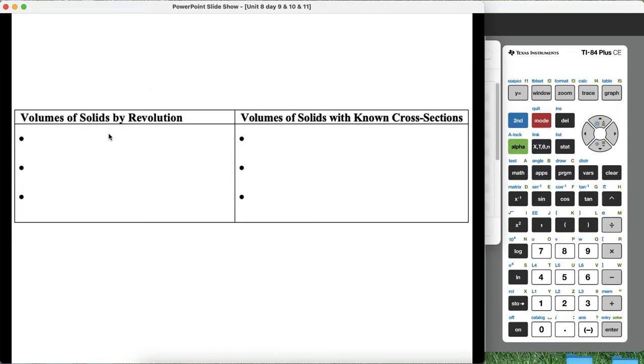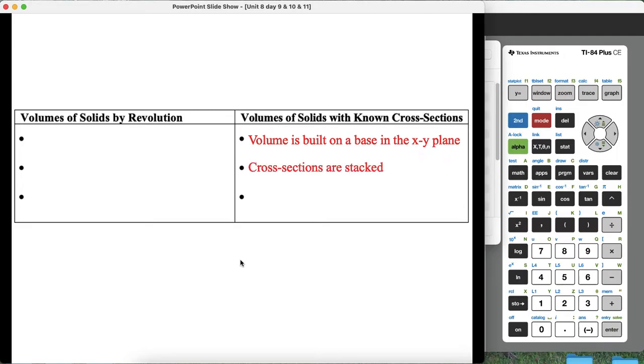But let's compare and contrast these different methods. For solids of known cross section, which is what we just got done doing, we build the volume on its base in the xy plane. And those cross sections were stacked from 0 to 4. That cross section can be a variety of shapes. I could have done a square or a triangle or something like that.